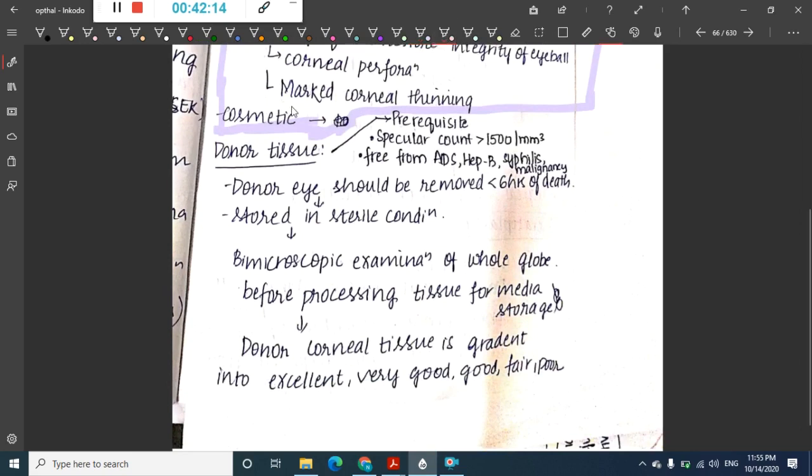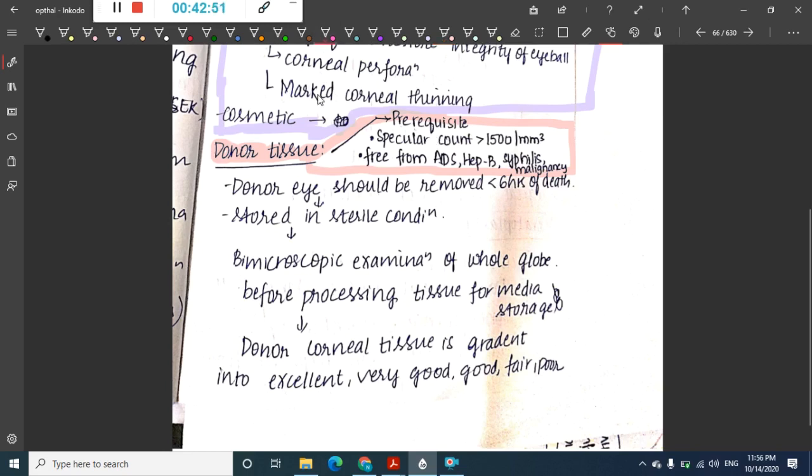Okay, then if you see donor tissue, the prerequisites for donor tissue include the specular count should be more than 1500 per millimeter cube. What is specular count? Specular count is the measurement of endothelial cells through specular microscopy. The count should be more than 1500 per millimeter cube, and the person is free of diseases like AIDS, hepatitis B, syphilis, and malignancy. Okay, so this is for the donor tissue.